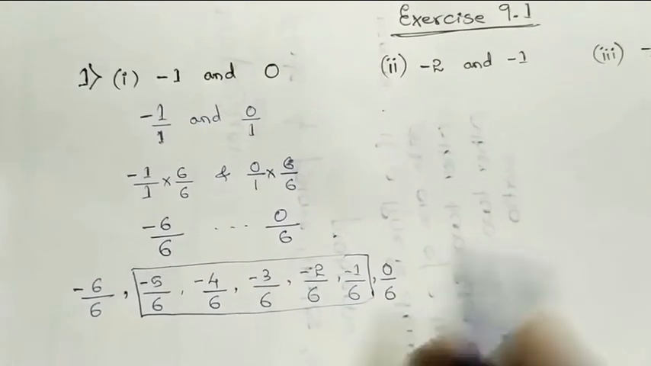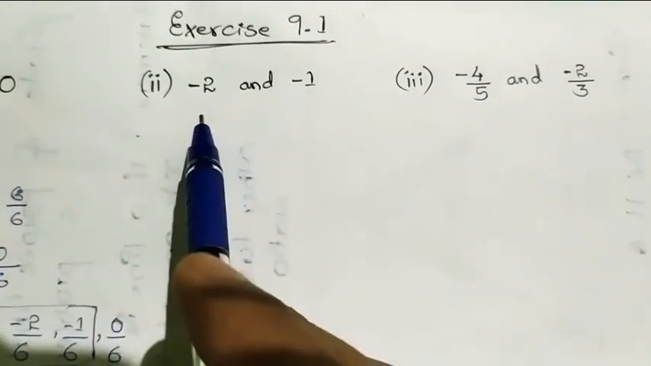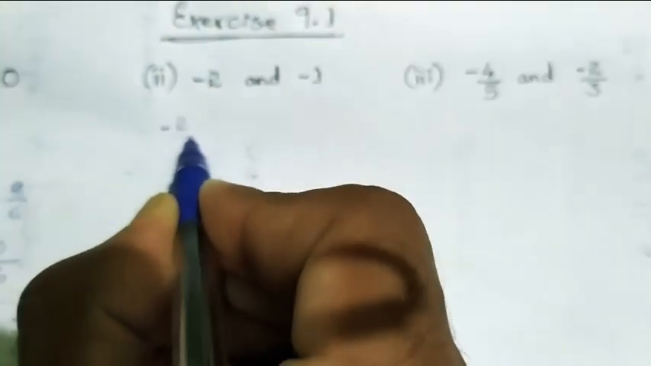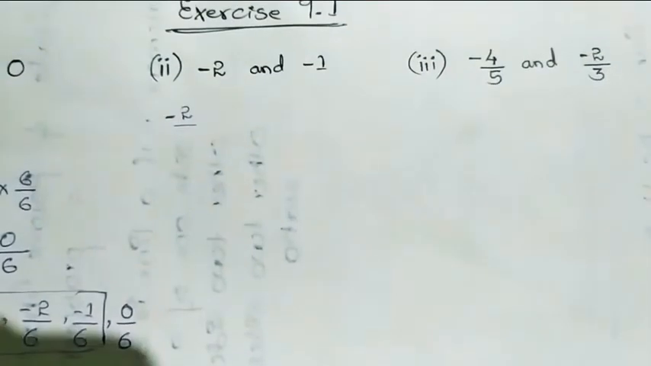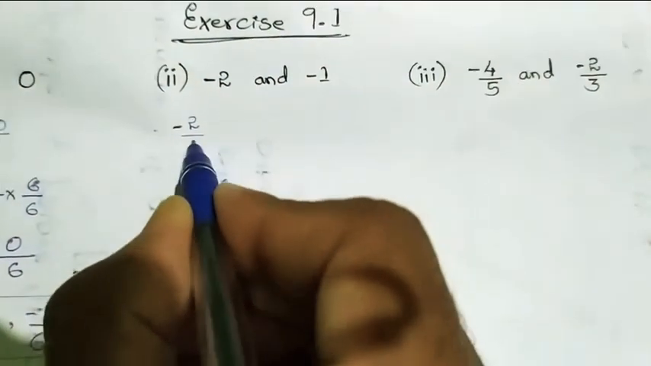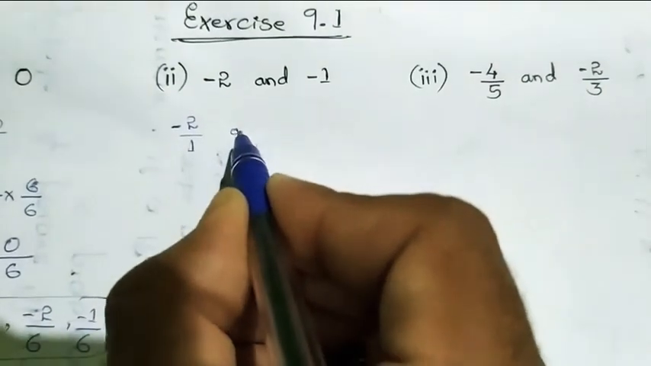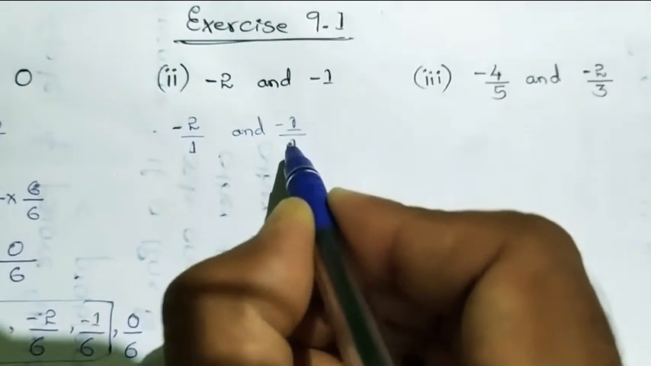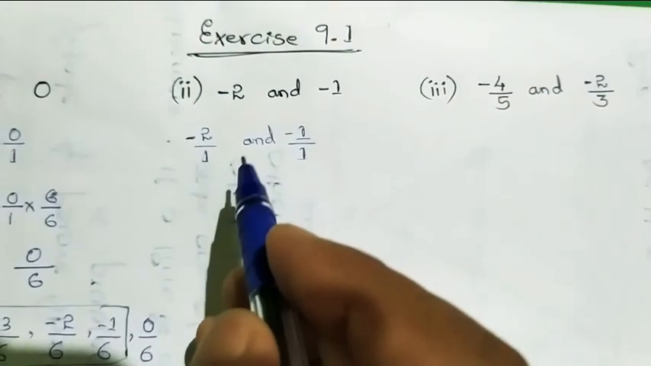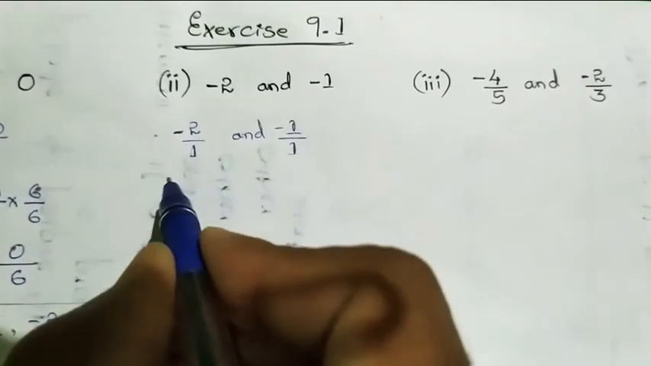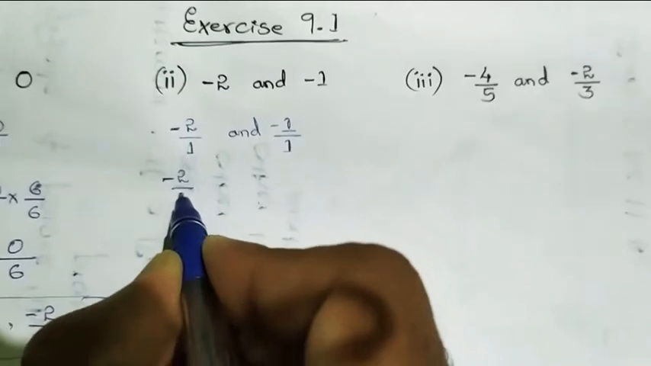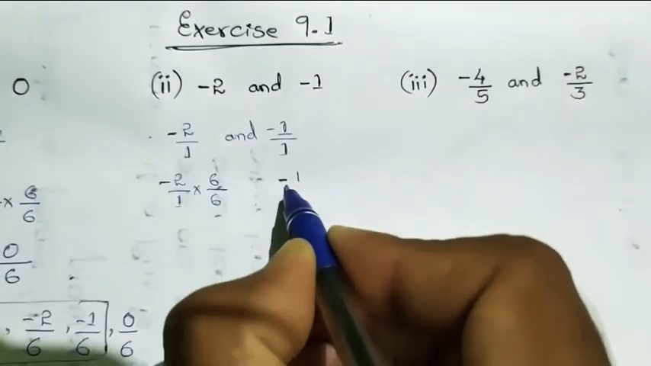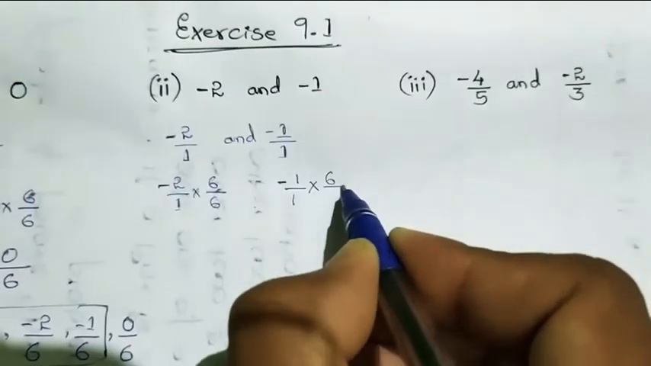Okay, now next, solving the second one, -2 and -1. Again I will write in the rational number form, that is p by q. For -2, if there is no number at the denominator, we have to take 1. And here it is -1 by 1. How many do we need? We need 5 rational numbers. So taking one extra, I will multiply this -2 by 1 into 6 by 6. Similarly, -1 by 1 also multiplying with 6 by 6.